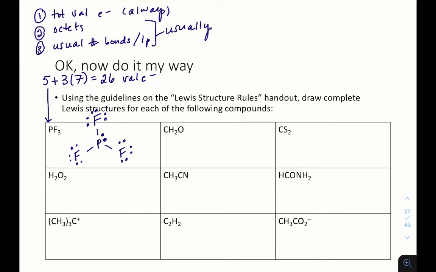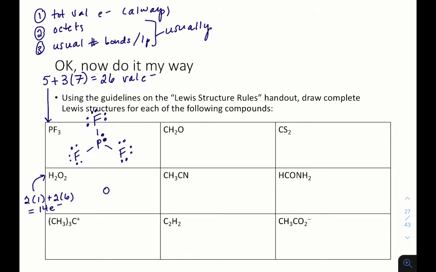Now that you've tried these on your own, let's do a few more together. Let's try this one, H2O2, hydrogen peroxide. Don't skip the first step, which is to count the total number of valence electrons. Each hydrogen atom has 1 valence electron, and there are 2 of them. Each oxygen atom has 6 valence electrons, and there are 2 of them. This gives us a total of 14 electrons in the structure.